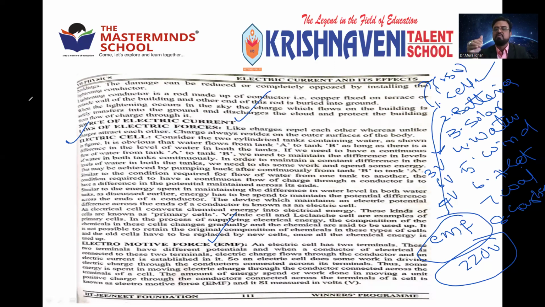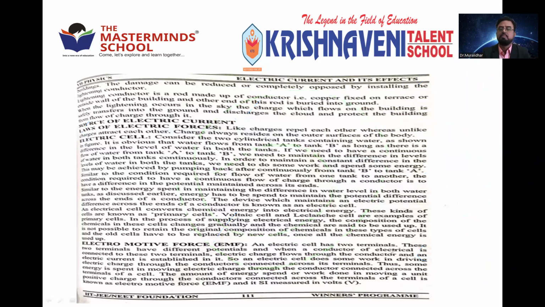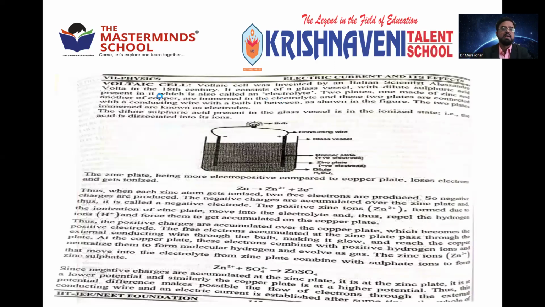Similarly, water energy is converted into electricity. Wind energy is converted into electricity. Solar energy is converted into electricity. All these are the same methods where we find the conversion of various energies into electricity, which are called sources of electricity. Okay, there are so many of them.